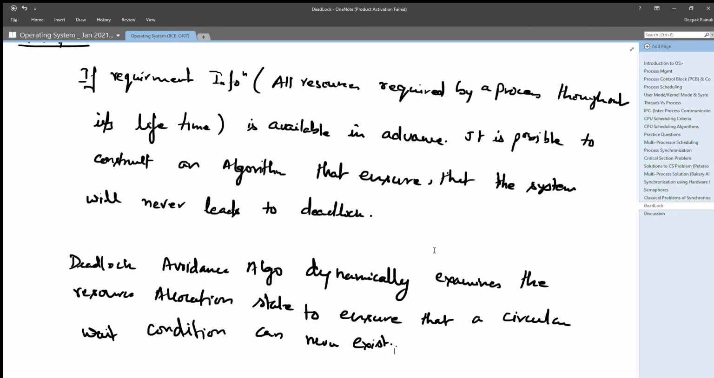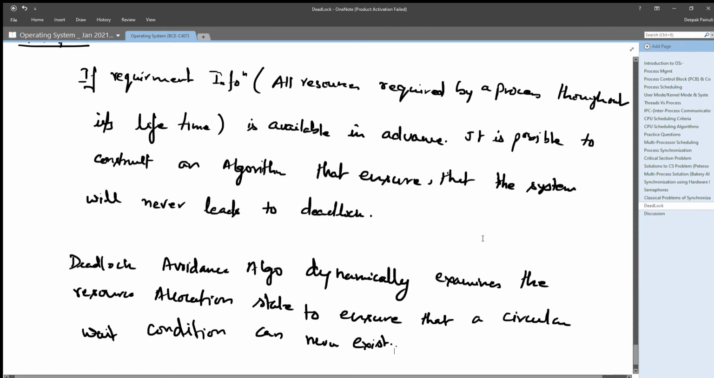So in the last class we discussed all four conditions in detail, and how we can avoid circular wait in detail.